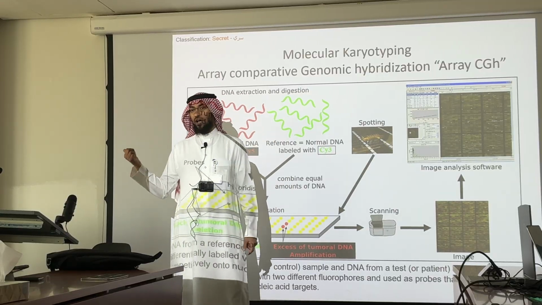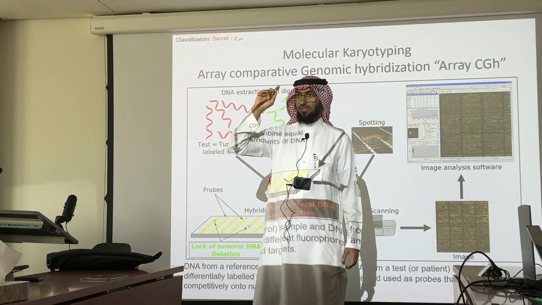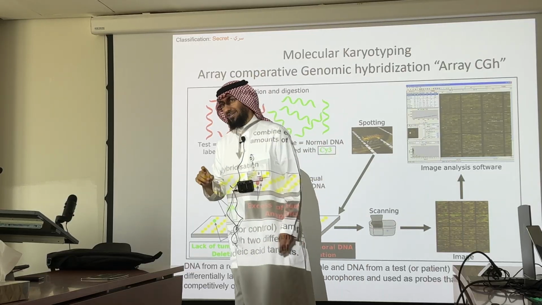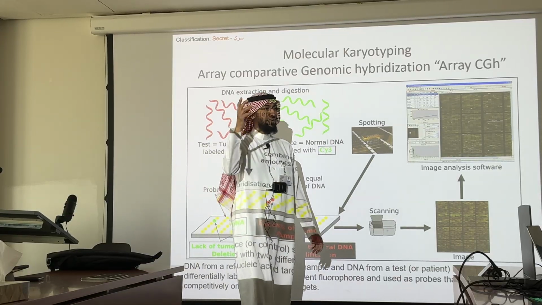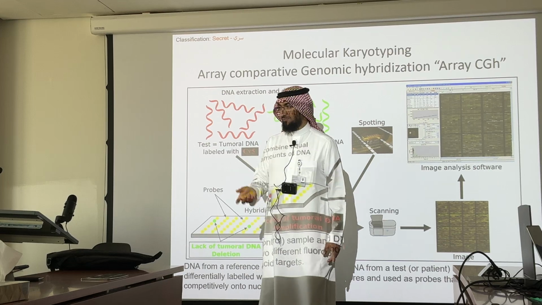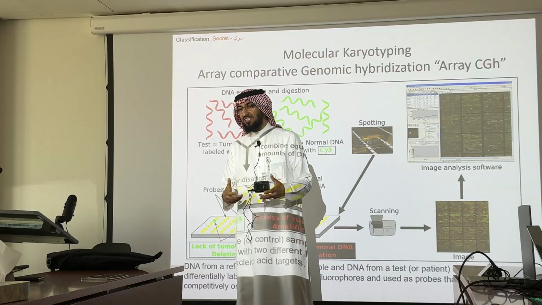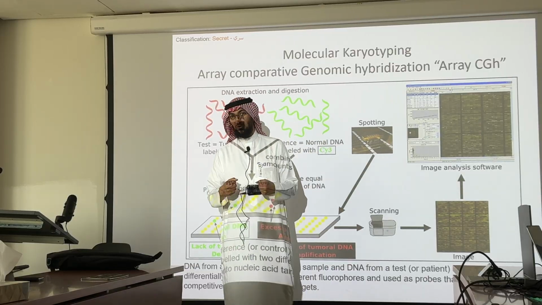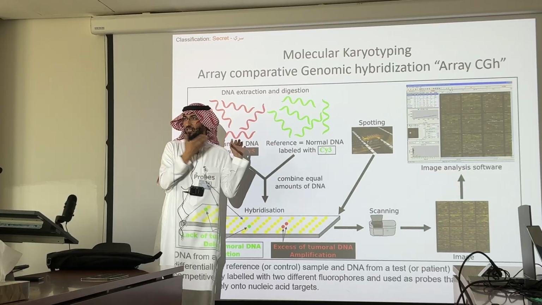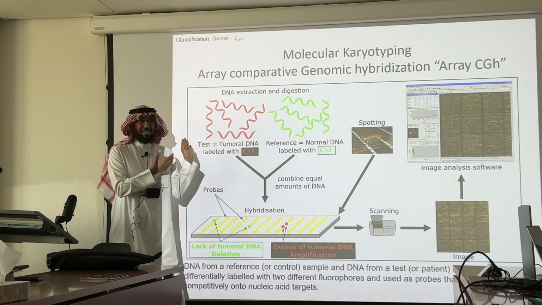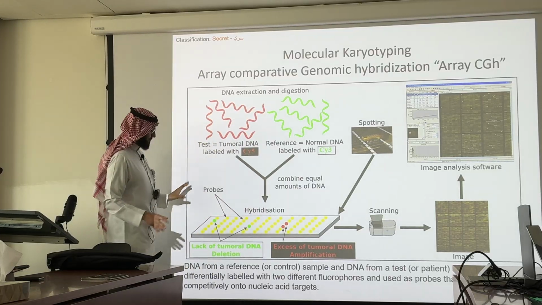The problem with karyotyping is that a deletion of less than 3 megabases, meaning 3 million base pairs, you cannot detect by karyotyping. So if you have a deletion of 2 million base pairs, you cannot see it by chromosomal analysis. It's not a high resolution tool, and you may miss a lot of deletions, duplications, and chromosomal problems if you use only chromosomes. Now the molecular came to solve this problem. I'll try to simplify it for you.